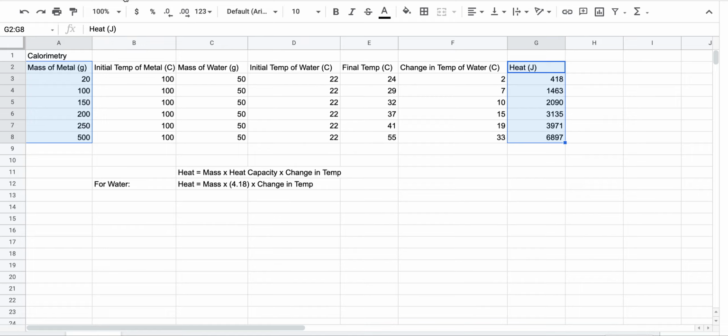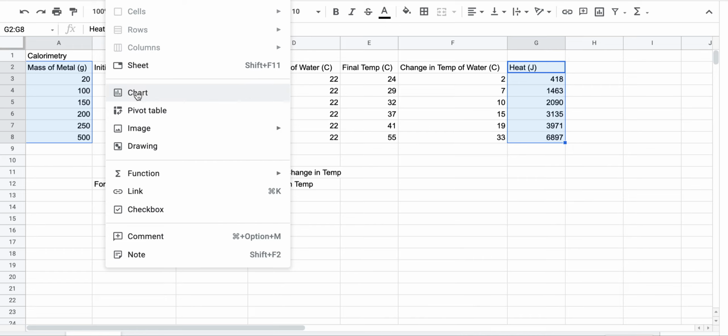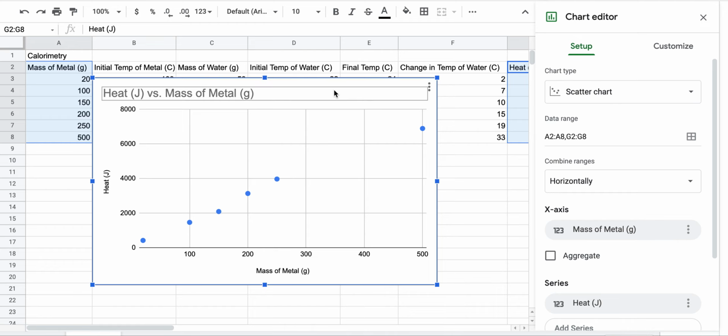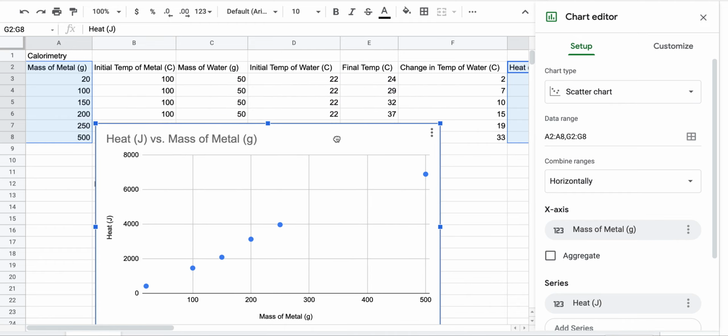Then you're going to come up to Insert. It's just above the viewing window here. So go to the Insert tab. It's just right above the viewing window here. You can't see it on the screen. Go to Insert and then choose Chart. And it automatically will select the type of chart that you need.